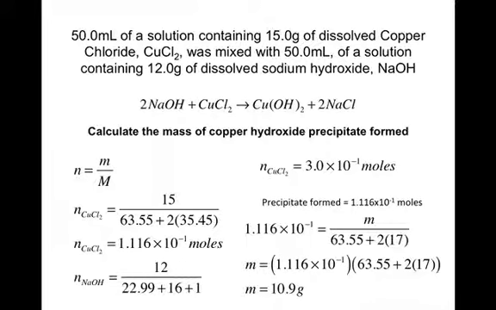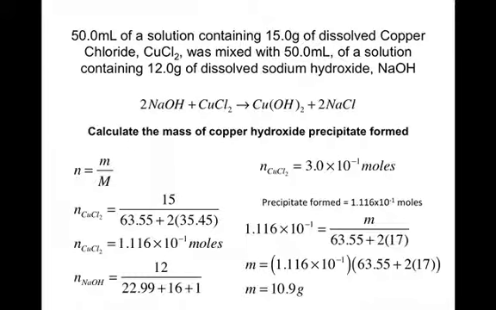So now on to the next question. And in this question, we're given that we have 50.0 milliliters of a solution, and it contains 15.0 grams of dissolved copper chloride, CuCl2. And it was mixed with 50.0 milliliters of a solution containing 12.0 grams of dissolved sodium hydroxide, NaOH. And we're given the chemical equation below. So we can see that sodium hydroxide and copper chloride are our reactants, and we can see our products on the right-hand side of the equation there.